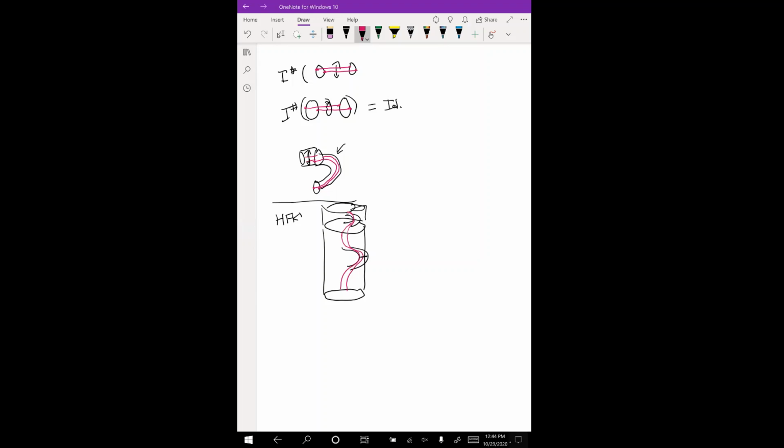And then you can collapse the two tubes at the same time. So in the HFK case, we add another tube, and then we can collapse both tubes at the same time. But that's what this results in, the +1 term.